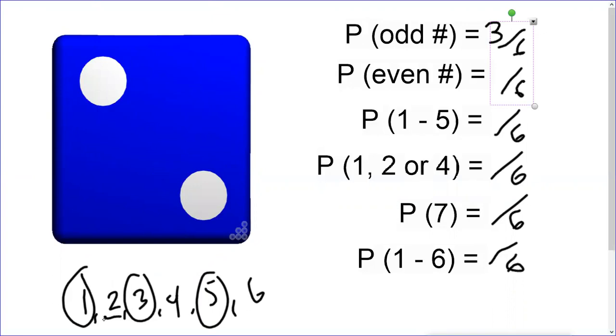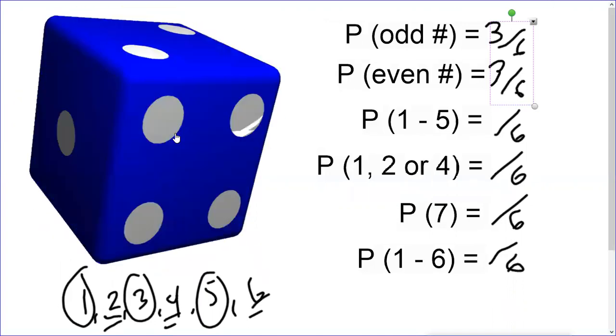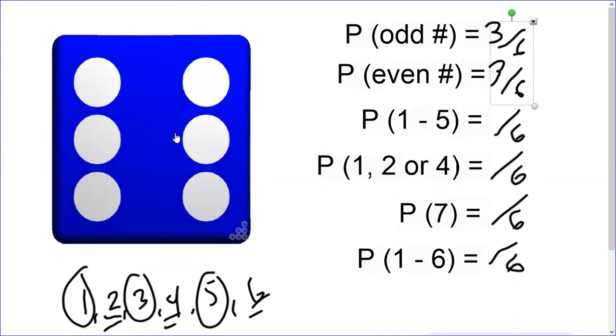How about an even number? Well, the even numbers are 2, 4, and 6. So if that's your desired outcome, there are 3 even numbers out of 6. Let's see what happens. And it did happen.